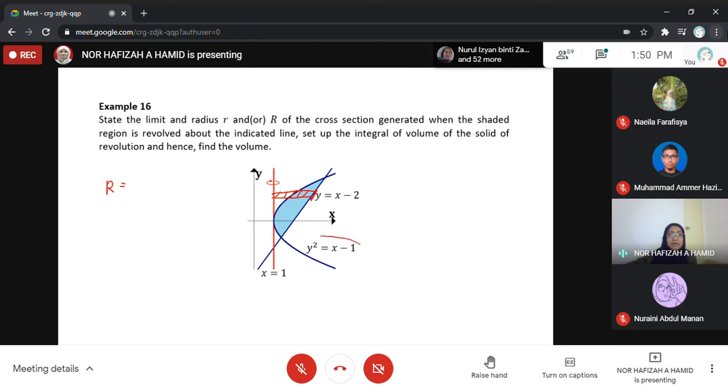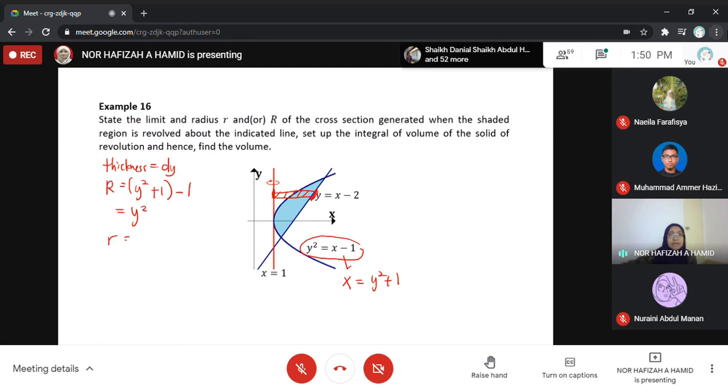Tapi you kena ingat function dia mesti dalam y. Sebab dia mesti refer pada you punya thickness. So kalau thickness dy, function pun semua mesti dalam y. So kalau kat sini you kena tukar dulu lah. You kena derive x. X is y square plus 1. So kalau kat sini, you punya right dia is function y square plus 1. So minus dengan left. Left you is 1. So nanti you akan dapat y square je.